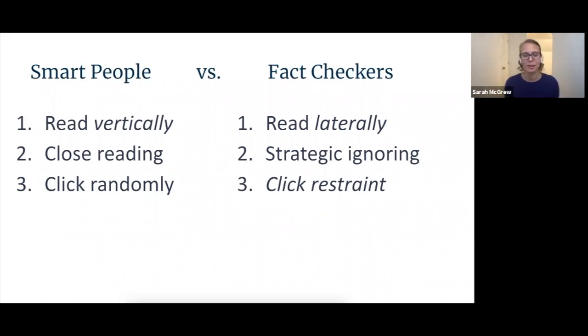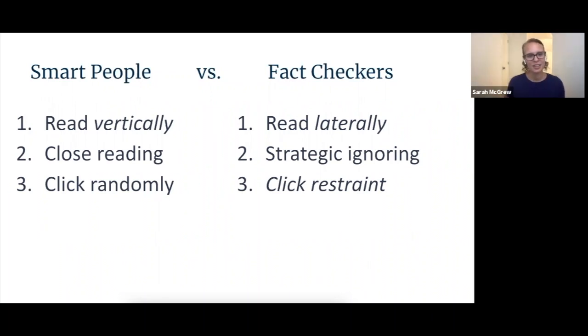So fact checkers did what we call strategic ignoring, right? Like we saw the fact checker do when he quickly clicked away from the site that he didn't recognize, got out of there until he knew more about what the organization was, and then was willing to come back. So lateral reading postpones an investment of our attention until we're sure that a source is actually worthy of giving our attention over to it.